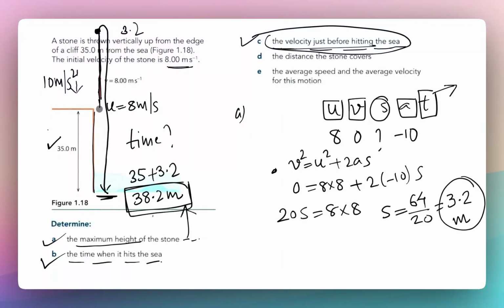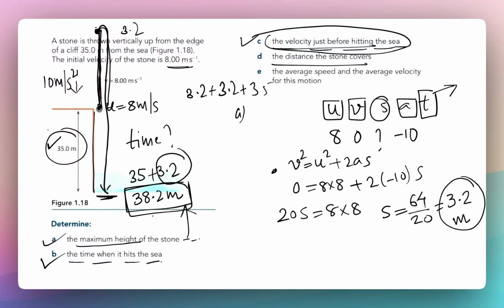Now distance covered by the stone is pretty simple. How much distance has it traveled? This is 35 meters. Upward was 3.2. The total upward was, start from here, right? So distance, we follow the path. Remember the distance depends upon the path. So this is 3.2, then back again 3.2 plus 35. So 3.2 plus 3.2 plus 35, that's 35 plus 6.4, and that's going to be 41.4 meters. Okay, so that's the distance traveled.